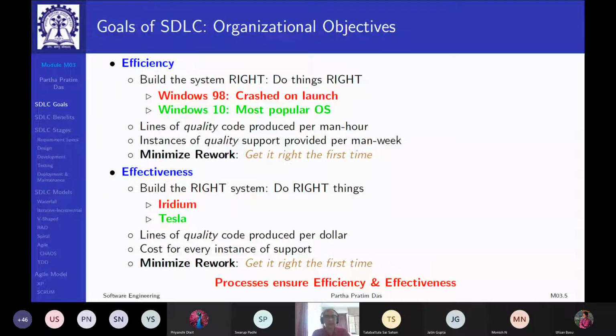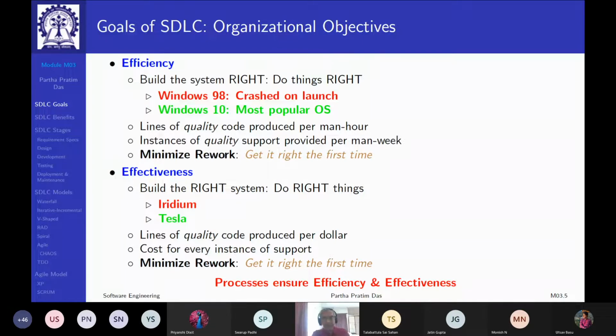The first objective is efficiency. That is, when your task is to build a system, you must build the system right. That is, you should do things right. Just as an example, if you are aware, a couple of decades back, when Windows 98 was being launched, and at that time Bill Gates was at the helm of affairs at Microsoft, there was a major launch event organized, and he just pressed the button to start Windows 98, and the system had a blue screen. It crashed.